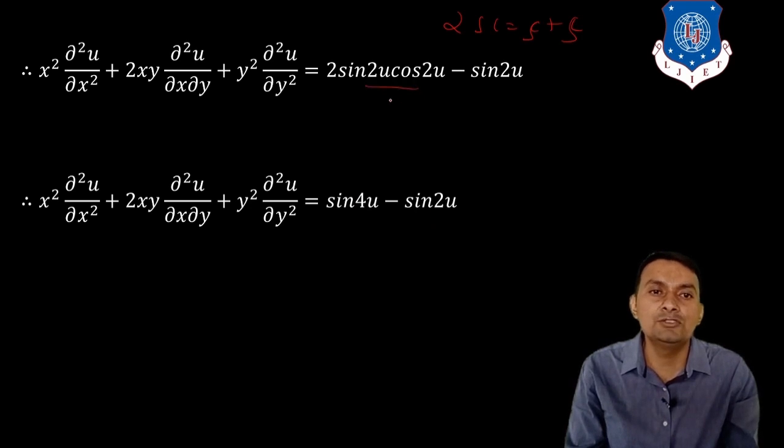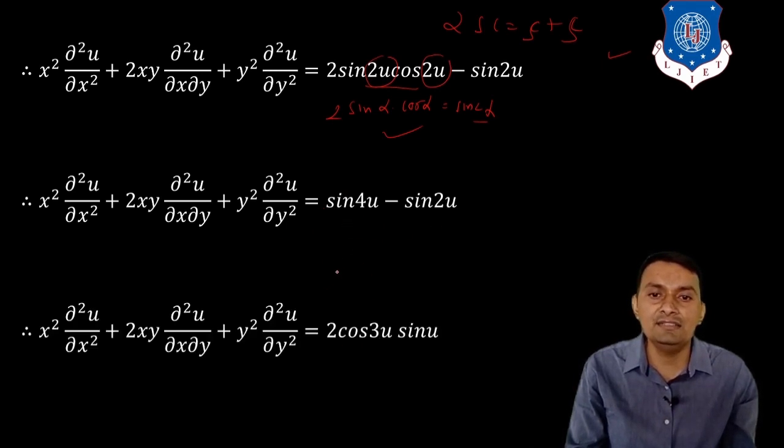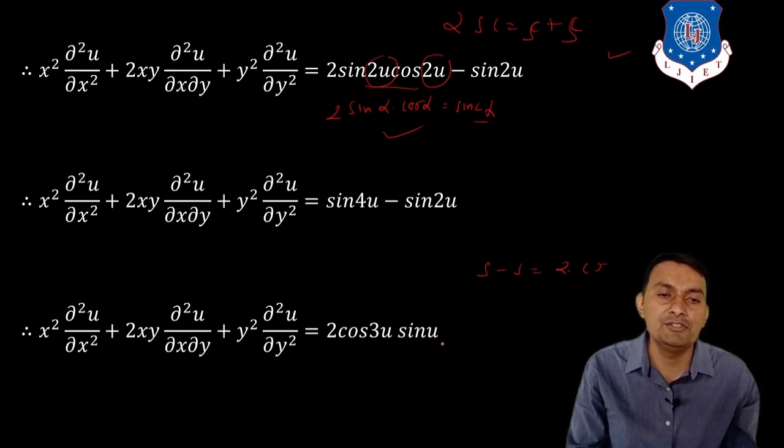Otherwise, you may say that 2 sin alpha into cos alpha is exactly sin 2 alpha, so you may apply this one directly. Otherwise, you have this one formula and you will get sin 4u minus sin 2u. And whenever you apply the other formula, sin C minus sin D is exactly 2 times cos of (C plus D) by 2 into sin of (C minus D) by 2, and according to that also you will get 2 times cos 3u into sin u.